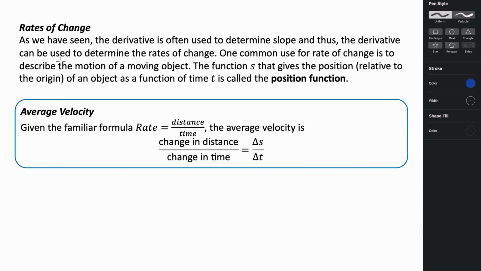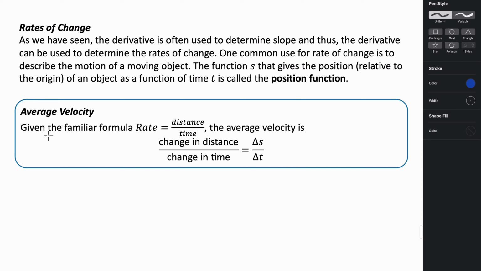When we're talking about derivatives, often we are talking about a rate of change. If the derivative represents the slope of our tangent line, we know that slopes are just a rate of change. So one common use for the rate of change is to describe the motion of some object that's moving in space. If we're trying to talk about the motion of an object, we use a function called the position function, represented with the variable s. It tells us the position of our moving object, where it's located relative to the origin as a function of time.